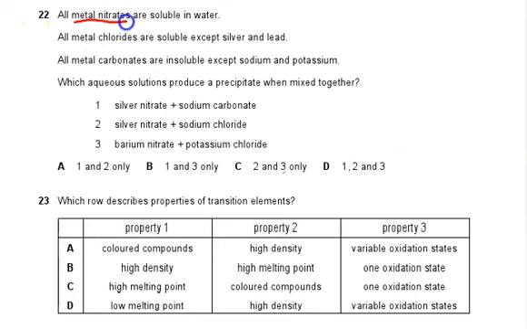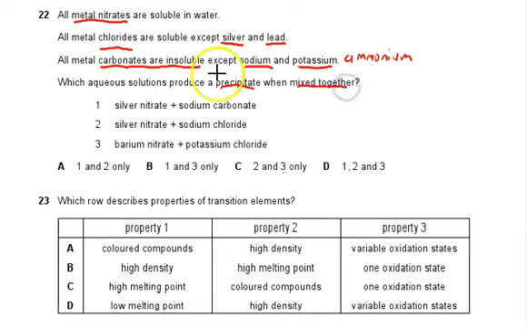All metal nitrates are soluble in water. Yes, correct. All nitrates are soluble in water. All metal chlorides are soluble except for silver and lead. This one is regarding salts. All metal carbonates are insoluble except for sodium, potassium, and there is supposed to be another one here, ammonium. Ammonium carbonate is also soluble.